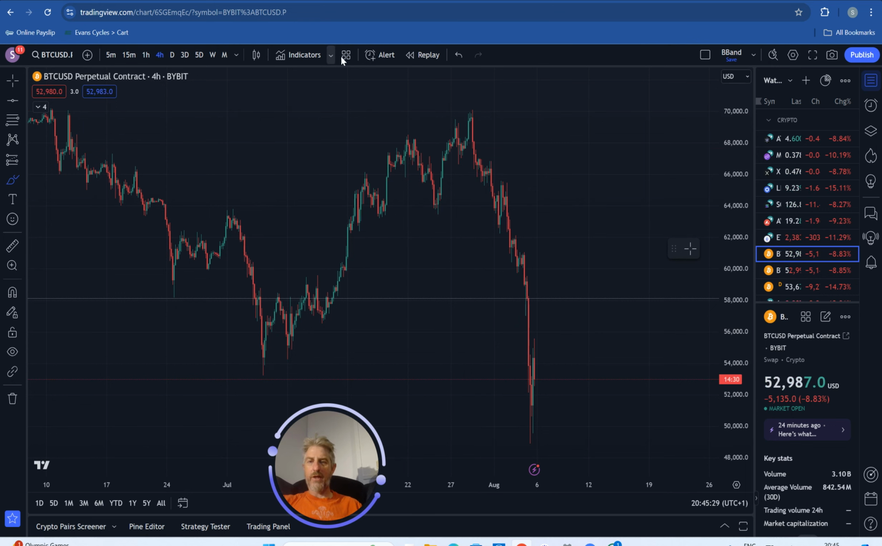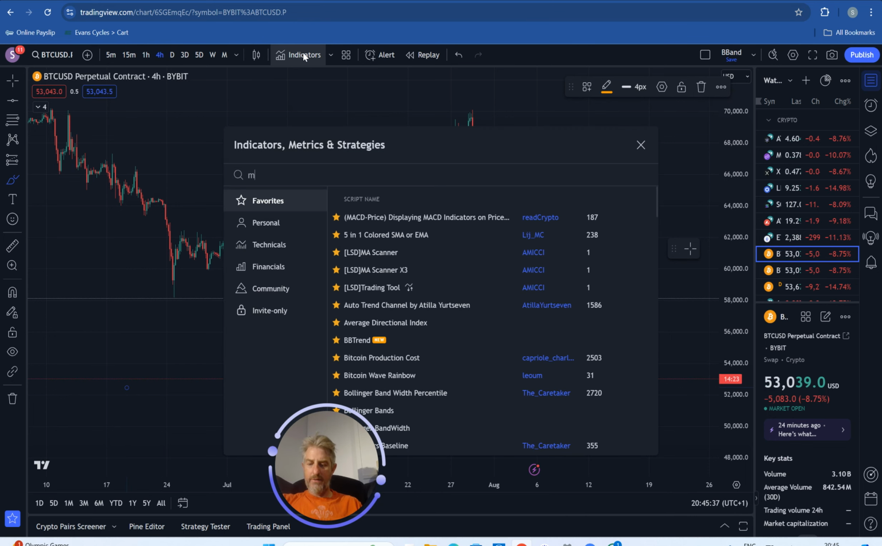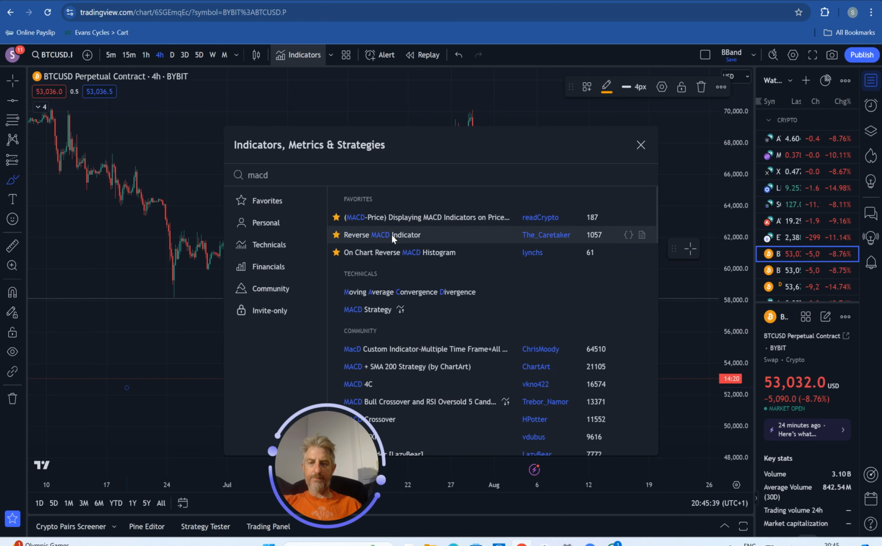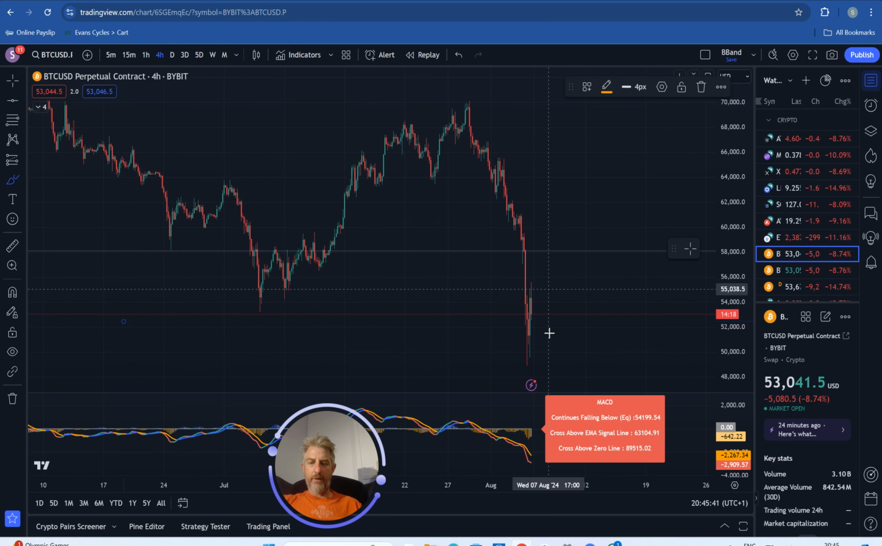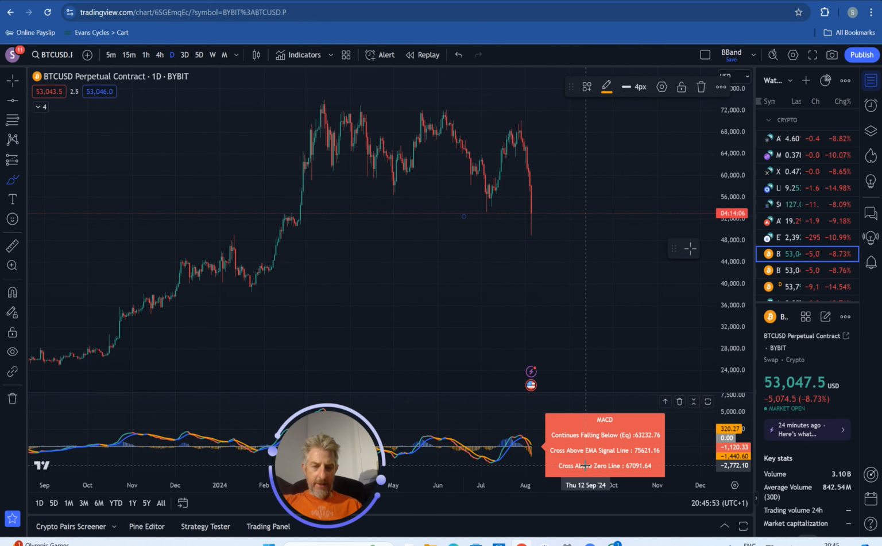I'll just quickly check in with momentum. The MACD, where is Mr. MACD? Bear with me for 1 second. So I won't bother taking off the moving average. So you can see it's going to continue falling below 54 on the 4 hour. The daily will continue falling. The daily's got a lot of work to do. There's not much point in referencing that at the moment.